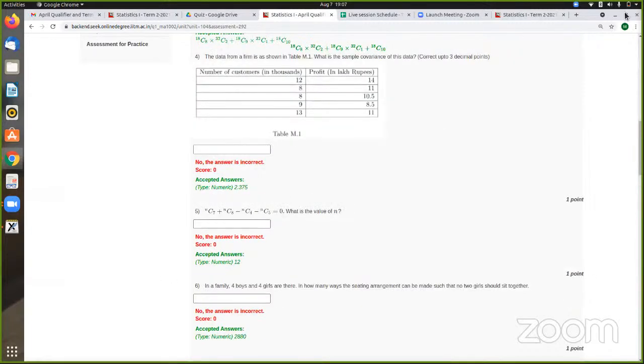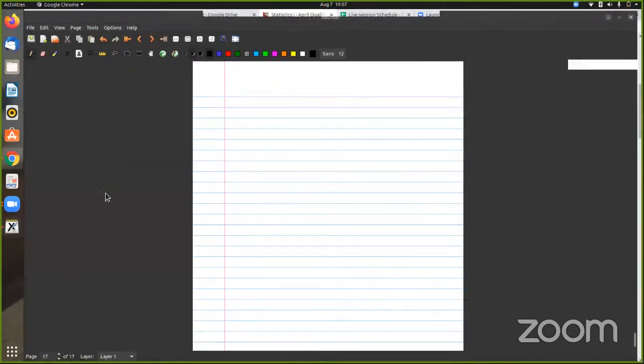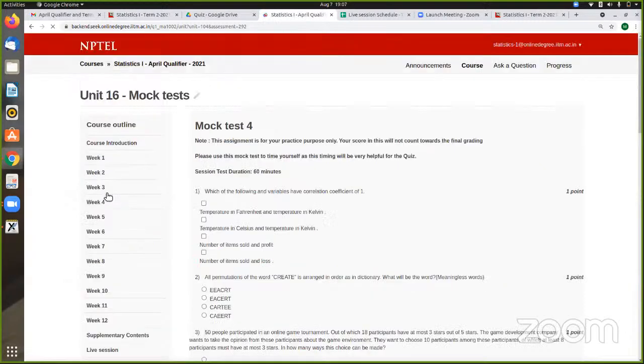Sir, can you explain the second question from mock test 4, whatever I test showed, right? Actually, there are two types of people here. One is from the April qualifier, and one is from this second term. Some of them have just given the qualifier paper now and are directly giving the final quiz.